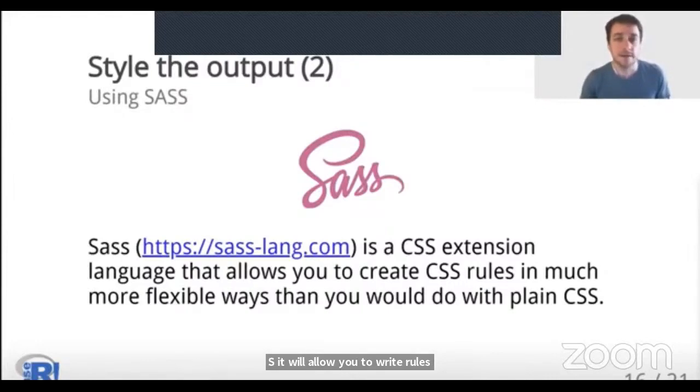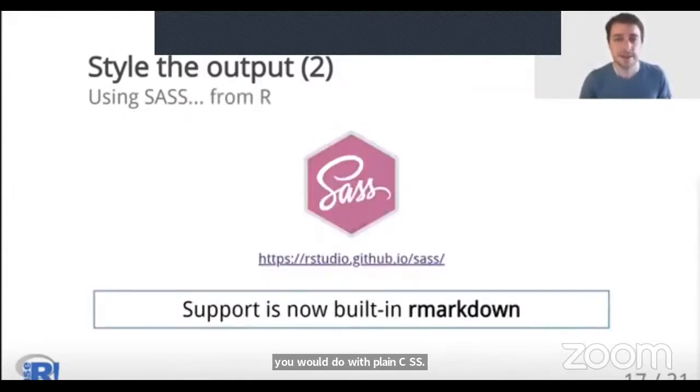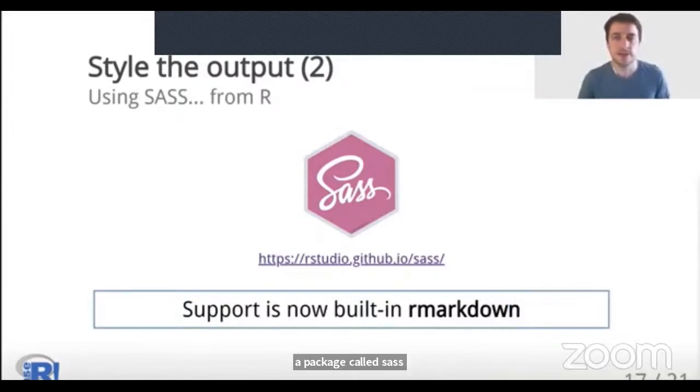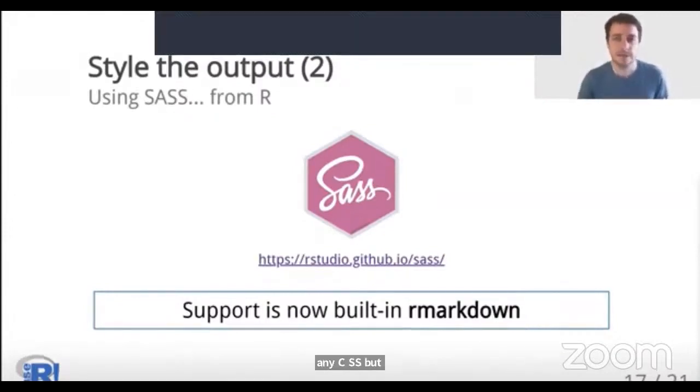But don't worry, I'm not saying that you need to use another external tool. You will be able to use that directly from R because there is now an R package called sass, S-A-S-S, so it's the same name as the tool. This R package will allow you to use this tool to produce any CSS, but with R Markdown, you won't even need to use this R package because the support for Sass has been built into R Markdown thanks to this R package.